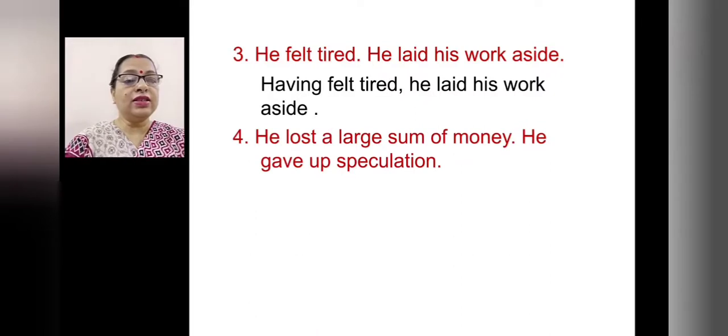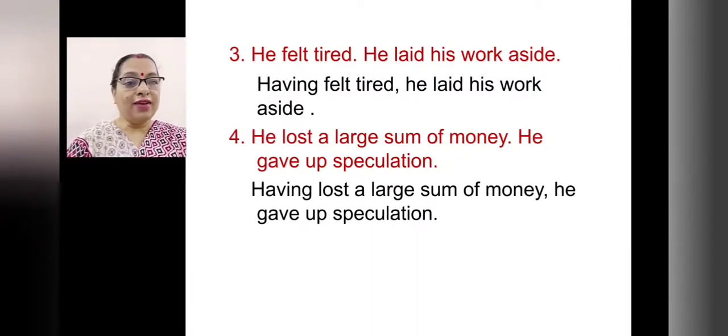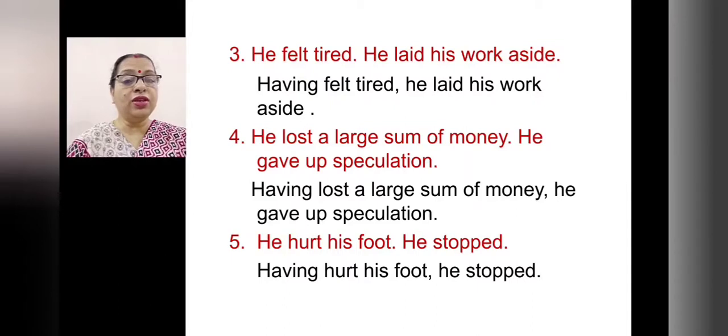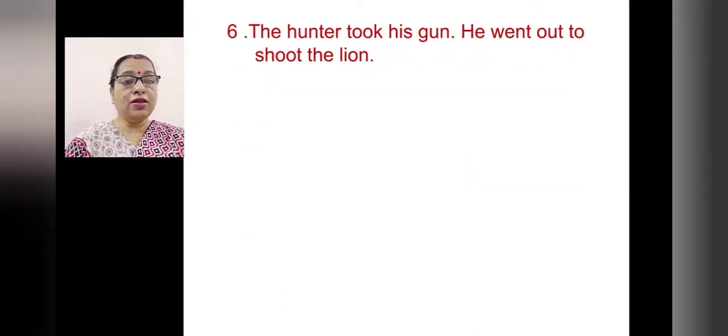The next sentence, he lost a large sum of money. He gave up speculation. What will come? Got the answer? Having lost a large sum of money, he gave up speculation. Next question. He hurt his foot. He stopped. How will you write? Having hurt his foot, he stopped. The hunter took his gun. He went out to shoot the lion. How will you write?